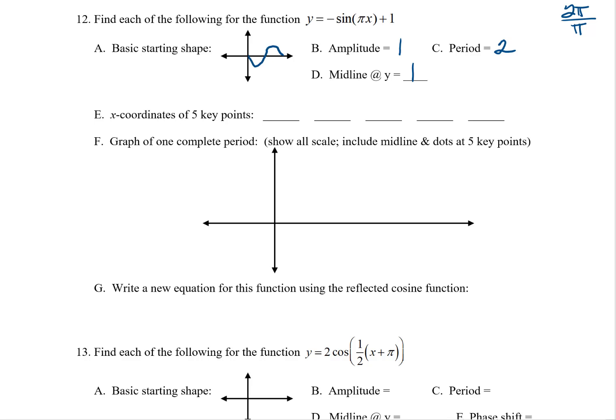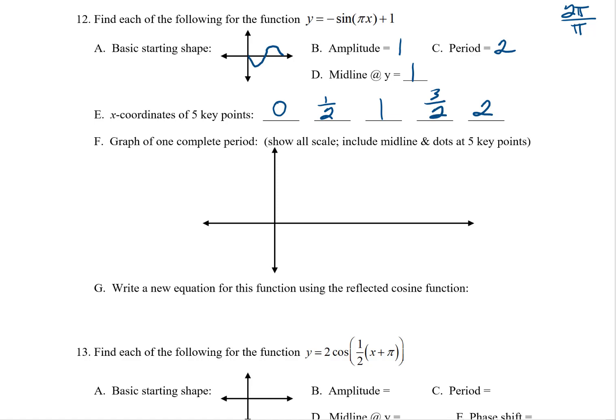Let's see, 5 key points. First x coordinate is always 0. The fifth one will be the period number. You can figure out the rest from there. Cut the 2 in half to get 1. Cut the 1 in half to get 1/2. Now I know I'm counting by 1/2, which means this must be 3/2, 1.5.